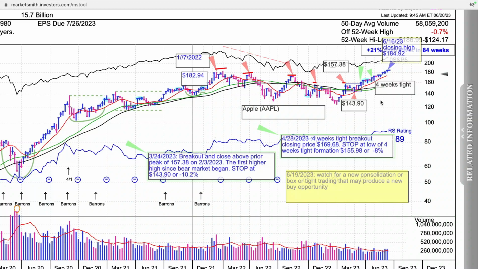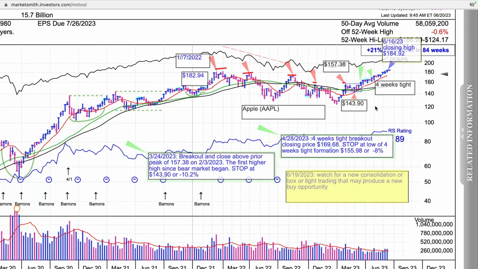Investors are not willing to sell. And then for a period of time, they're not really willing to bid the stock up either. So that's kind of the stock winding up, and it's winding up tighter and tighter. And what you want to look for at that point is a break above that 4 weeks tight price.